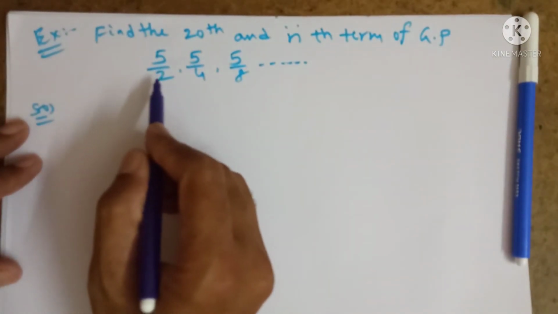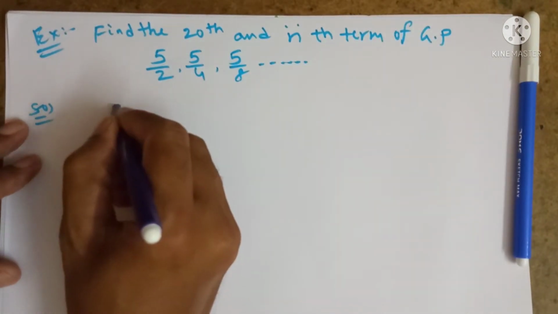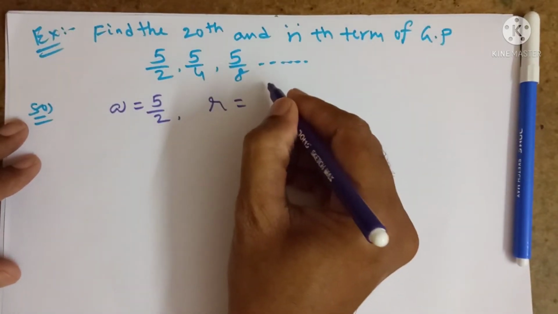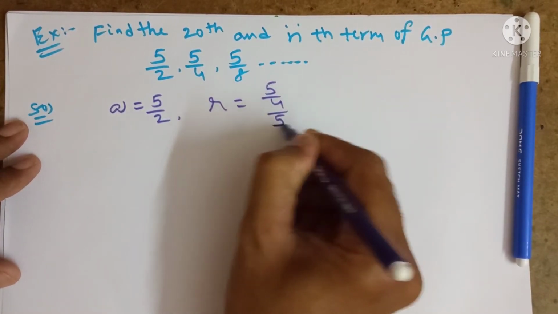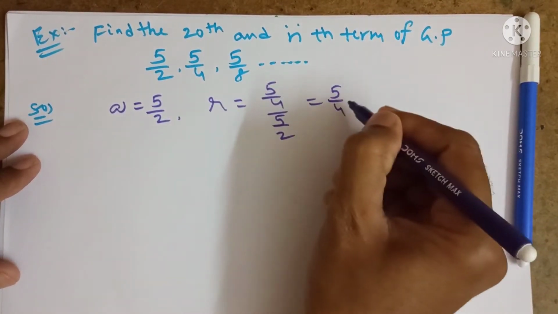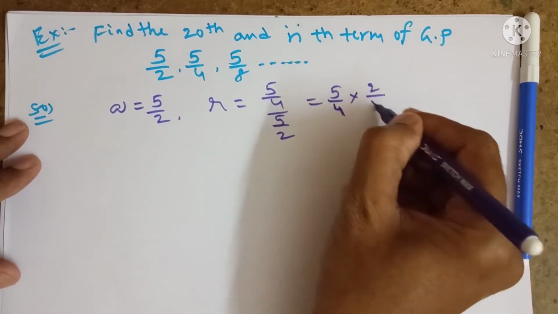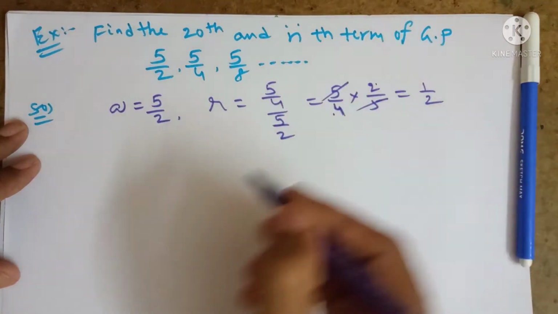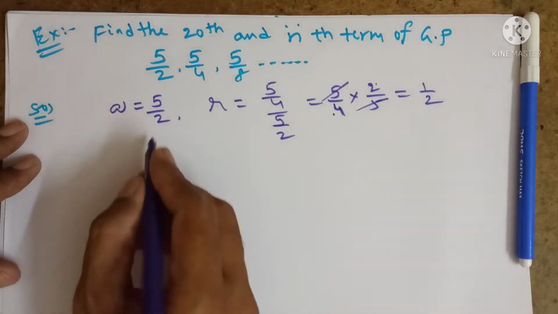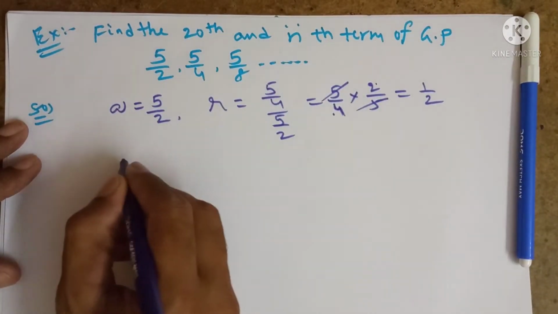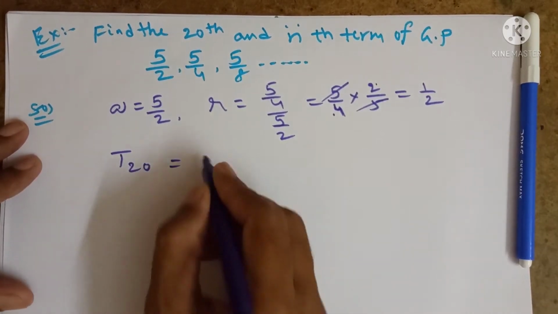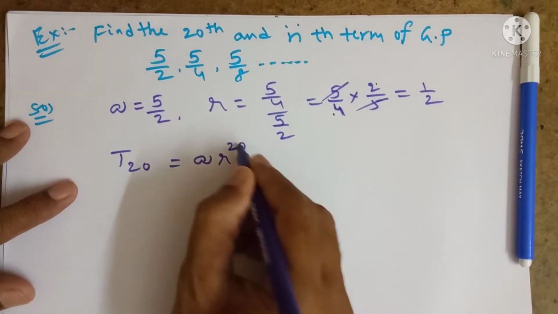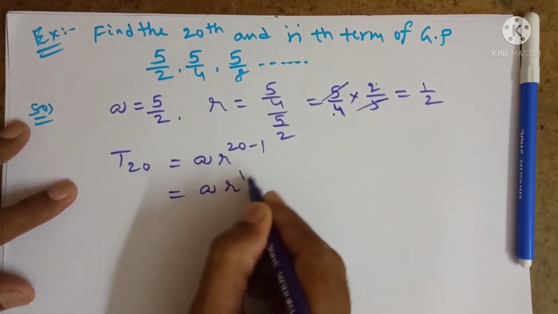This is the first term, 5 by 2. A is equal to 5 by 2. R is the common ratio, 5 by 4 divided by 5 by 2. This is equal to 5 by 4 into 2 by 5. 5 and 5 cancel, 2 and 4 reduce, so it is 1 by 2. Now we are going to find the 20th term. T20, A into R power n minus 1, n means 20, 20 minus 1, A into R power 19.